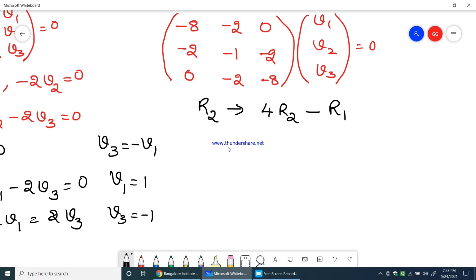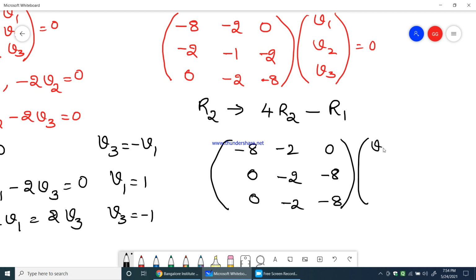So I'll write first as it is, which is minus 8, minus 2, 0. Now 4 into 2 is 8, minus of 8, which is 0. Minus 1 into 4 is minus 4, plus 2, which is minus 2. Then minus 4 into minus 2, which is minus 8. So we get 0, minus 2, minus 8, into V1, V2, V3 equals 0.